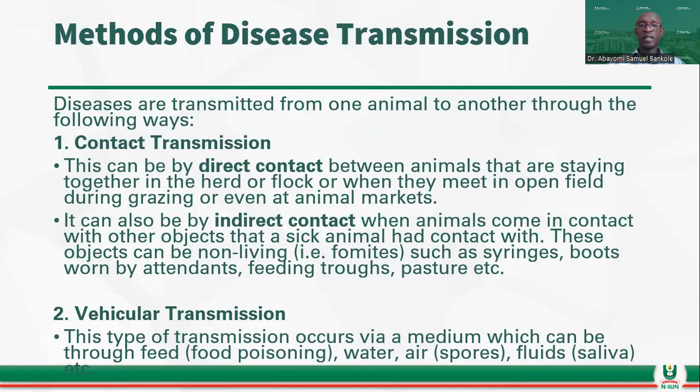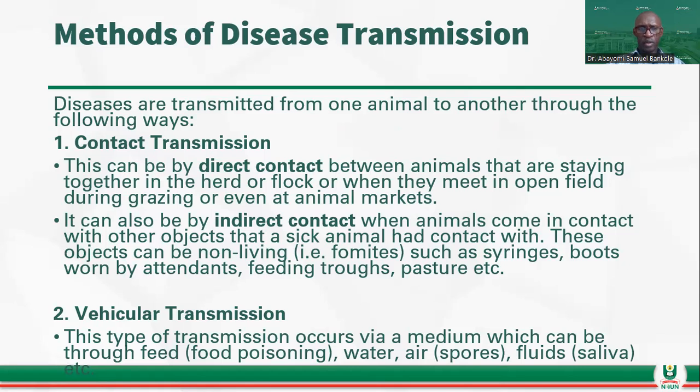Now, shall we look at methods of disease transmission? Yes. Diseases are transmitted from one animal to another through the following ways. Number one, by contact transmission. What do we mean by that? This is actually direct contact. So it can happen by direct contact between animals that are staying together in the herd or flock, when they meet in open field during grazing, or even at the animal markets.